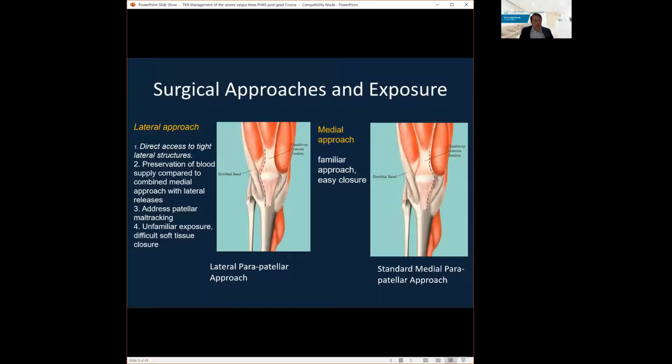We preserve the blood supply, especially if, when we do a medial parapatellar approach, we also have to do a lateral release, with the potential for devascularization of the patella. Because of the lateral approach, in fact, doing the patella release, we address the patella maltracking. But of course, a lateral approach is an unfamiliar exposure to a lot of us, and it can make for a difficult soft tissue closure on the lateral side.